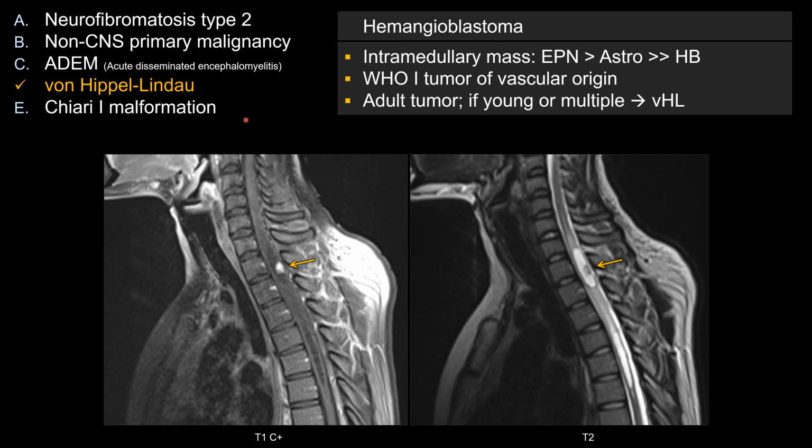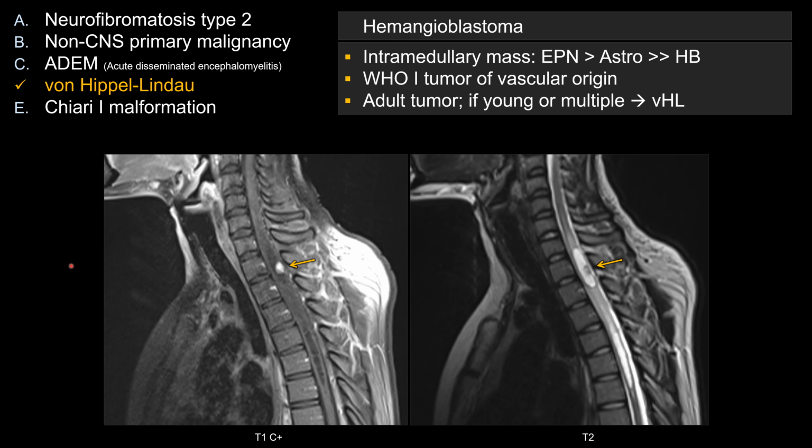For ADEM, you are thinking about transverse myelitis, and I hope nobody here confuses this entity with transverse myelitis. You should never see a discrete enhancing lesion like this in transverse myelitis, and they usually do not produce syrinx to this greater extent. They typically do not produce syrinx at all. So ADEM is definitely not it.